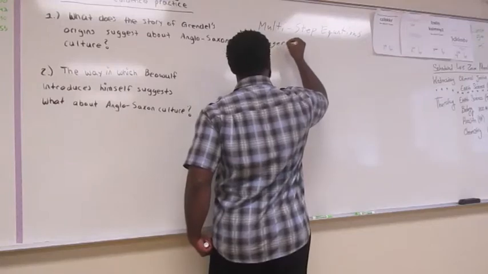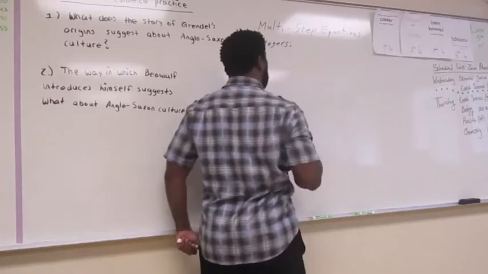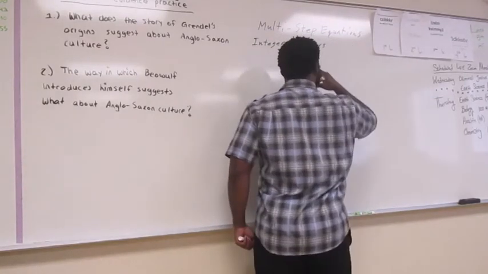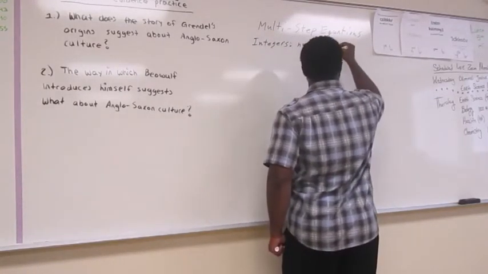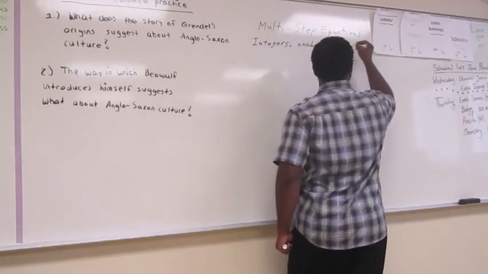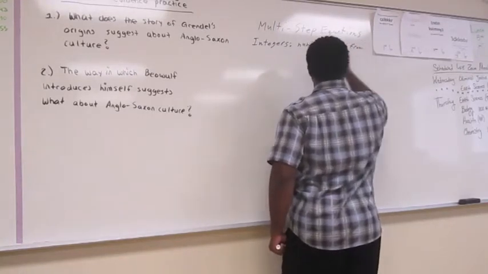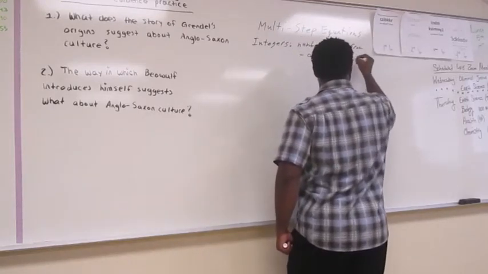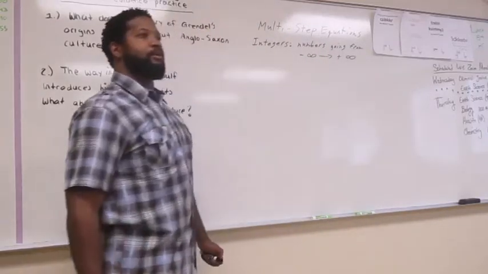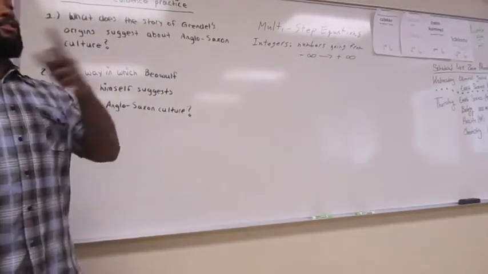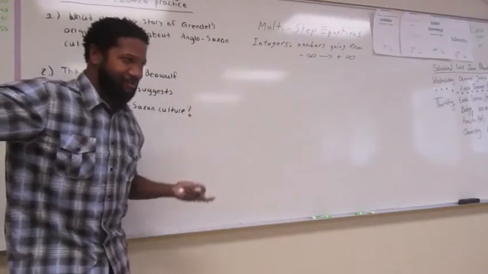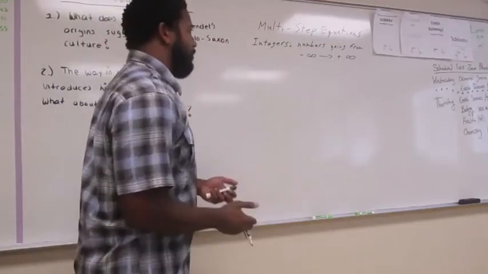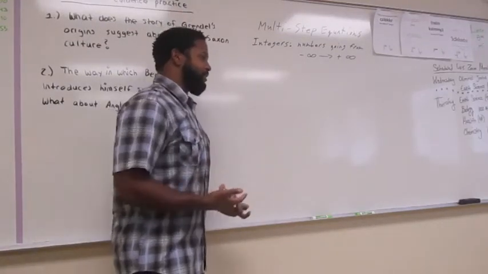Integers. Okay, what are integers? Numbers going from negative infinity all the way up to positive infinity. Okay? That's what those are. Y'all should know this. Y'all are in Algebra 2. Little things here and there for y'all to know about this stuff, and then I'm going to get into the equations.